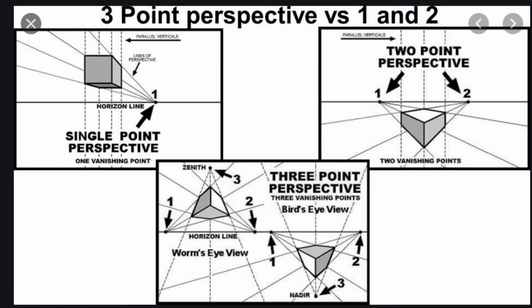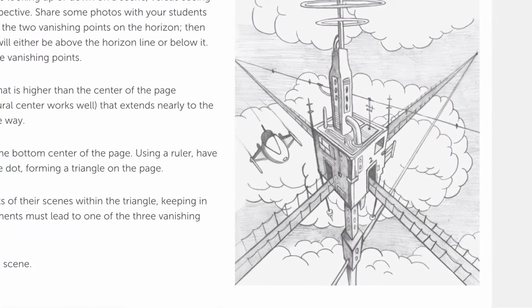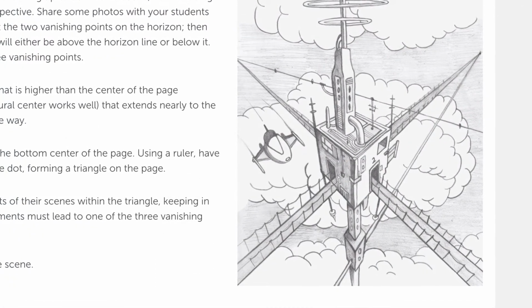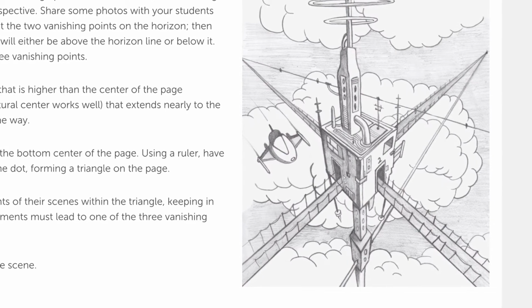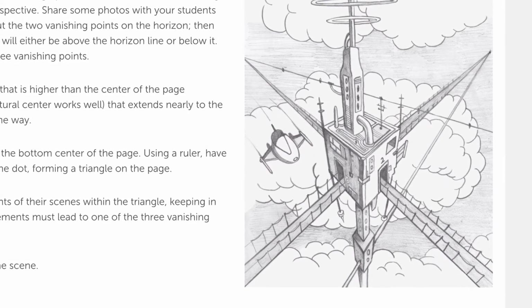3-point perspective is when you can see both sides of something and you see it from the top or the bottom. So this is an example of 3-point perspective from a bird's eye view. If you could see the bottom of it, it would be what we call from a worm's eye view.